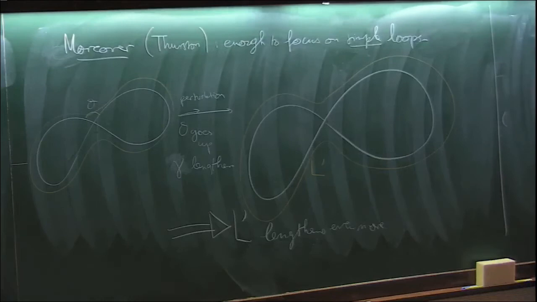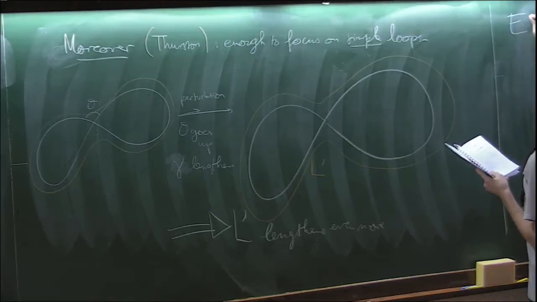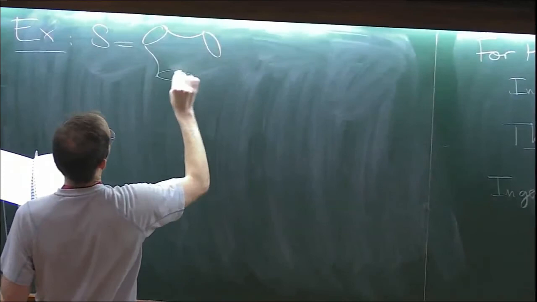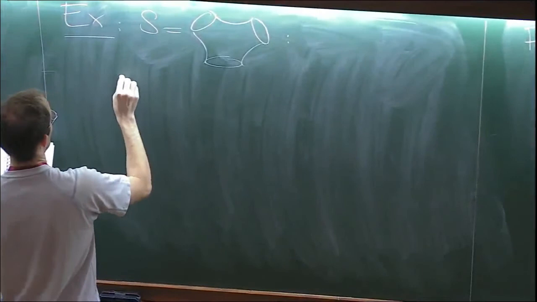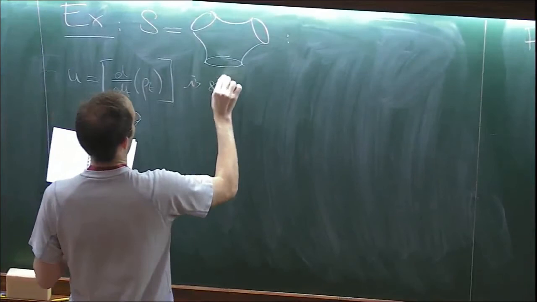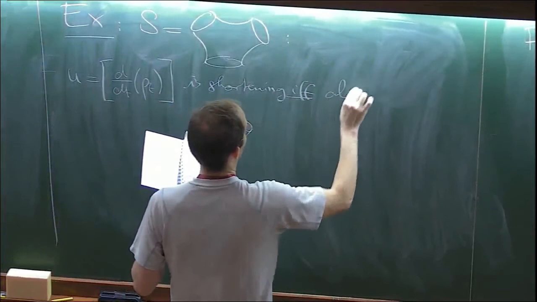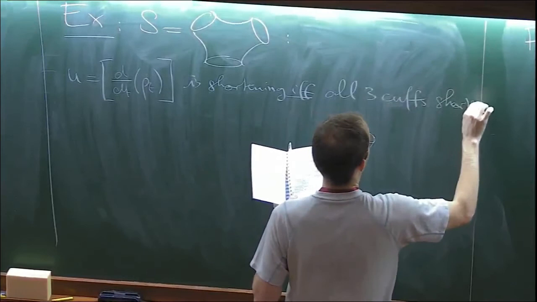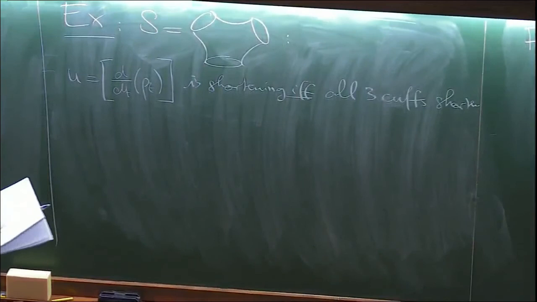So if we focus on the example of the surface given by a pair of pants, then d over dt of rho t, which is our perturbation, our cocycle u, is shortening if and only if all three cuffs shorten. So a hyperbolic metric on this surface is given by the lengths of the three boundary loops. So that's a three-dimensional space.